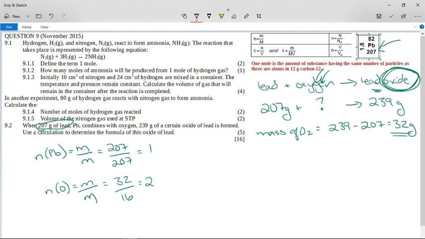So if you have a look there, what is the ratio of my lead atoms to my oxygen atoms? It is 1 is to 2. So then it asks you, what is the formula? So the formula will be Pb, and I don't write the 1, it's an invisible 1. And then I've got 2 oxygens, it will be PbO2, and that will be the formula.